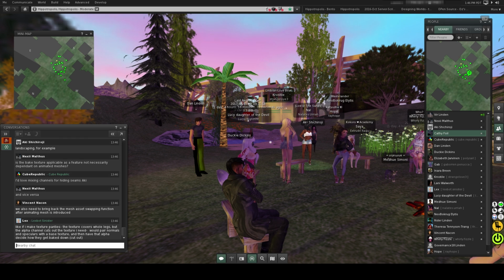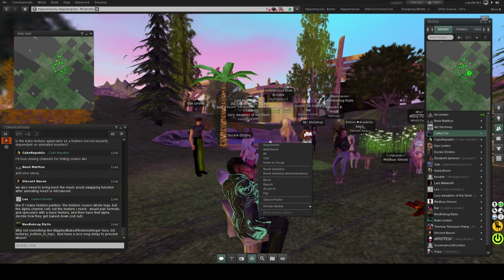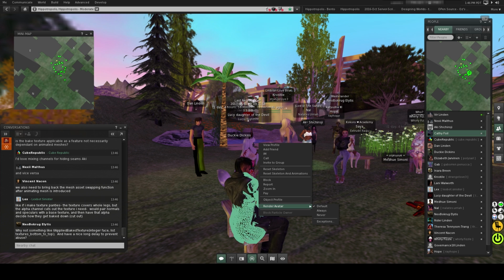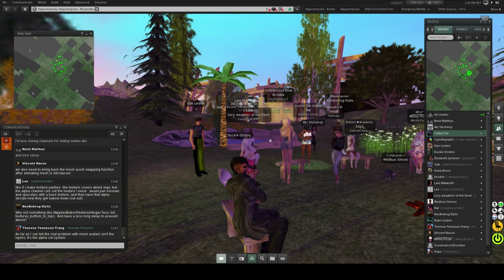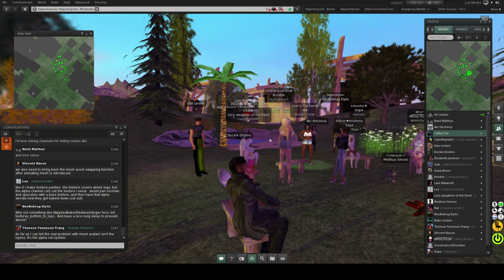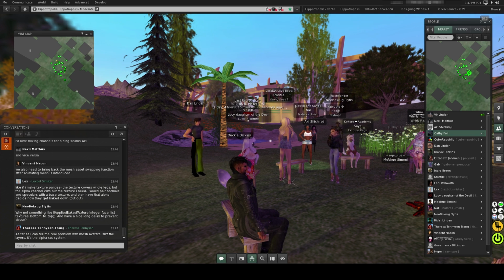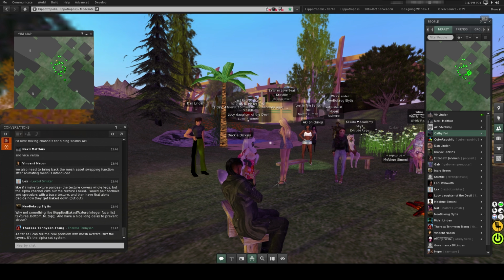Is the bakes on mesh feature not necessarily dependent on animated meshes? I mean, it depends on having skin meshes. It's not related to the animated mesh project, the thing that I was talking about earlier. It's going to be released on its own schedule and isn't tied to this work on being able to have independently animated objects.